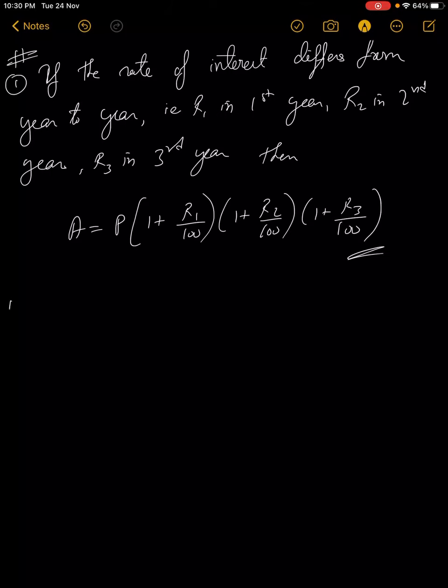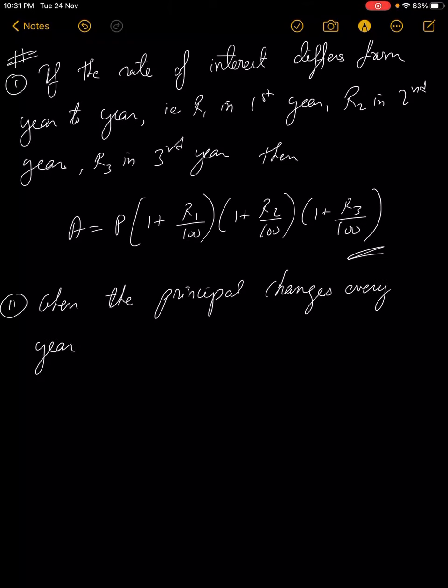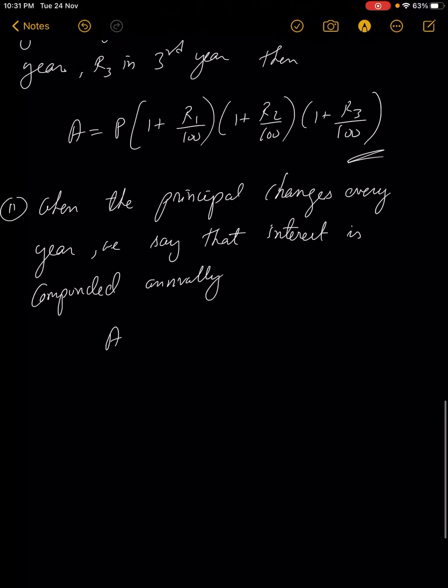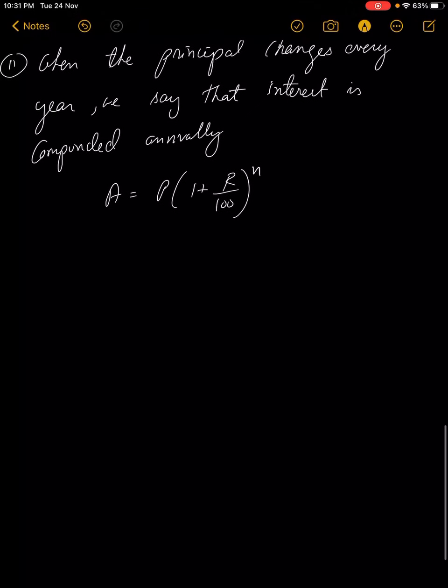It can carry on. Second formula, when the principal changes every year, then we can say that the interest will be compounded annually. This is almost the complete set of formulas that we will give you. And in that case, the amount, of course, as usual, is 1 plus r by 100 whole power n.